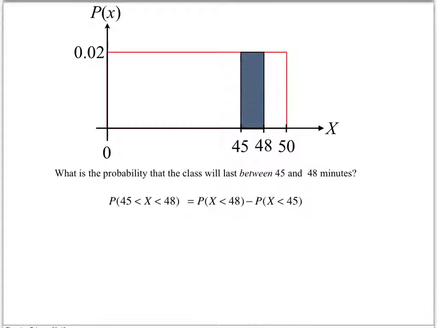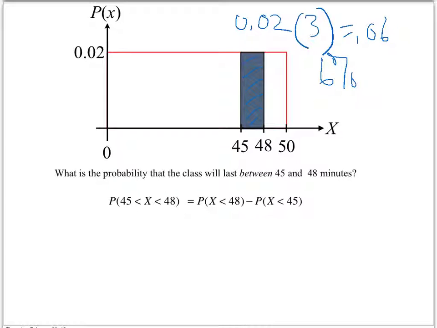The probability the class will last between 45 and 48 minutes is easily calculated here because we have a uniform distribution. We have this nice rectangle right here. So we could just calculate the area of that rectangle. We would get 0.02 for the height times 3 for the length, and that's going to give us 0.06, or a 6% probability that the class will last between 45 and 48 minutes.